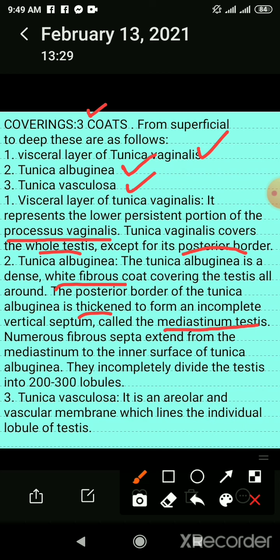And from the mediastinum testis, numerous fibrous septa arise and go to the inner surface of the testis and ultimately divide the testis into 200 to 300 lobules. Later we will see it. And the innermost layer is the tunica vasculosa. It is a vascular membrane which lines the individual lobules of the testis.